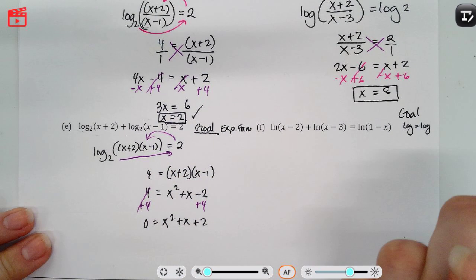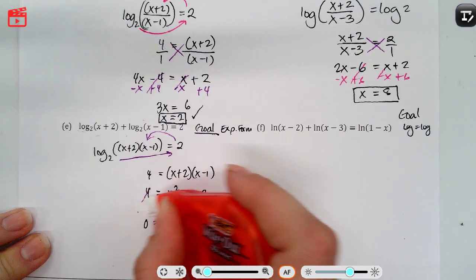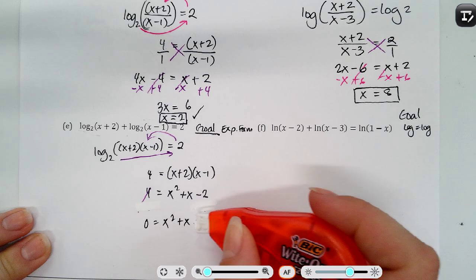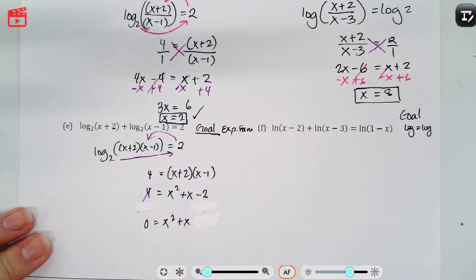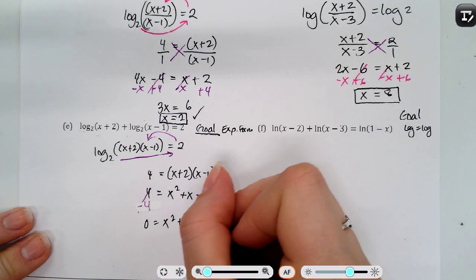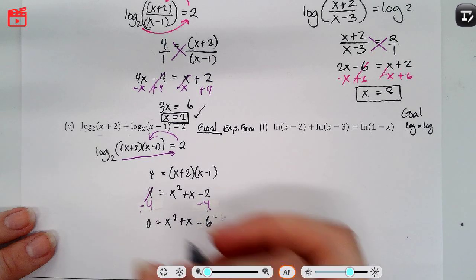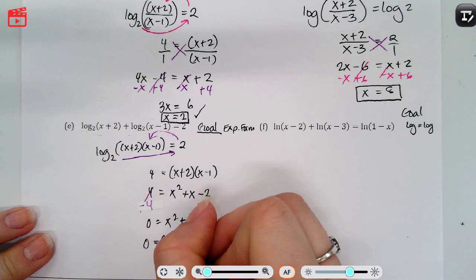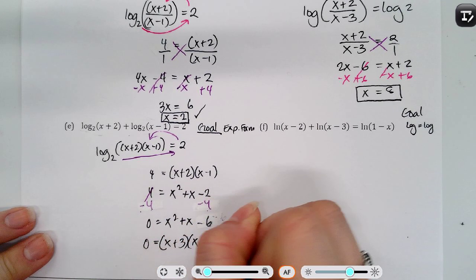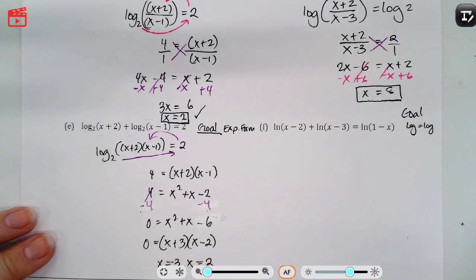Can we factor this? Ooh, I accidentally added 4 to both sides. I'm supposed to be subtracting 4 from both sides. Subtract 4, subtract 4. That'd be negative 6. Can we factor that? Yeah, we can. 0 equals x plus 3 and x minus 2. Okay, so then x equals negative 3 and x equals positive 2.